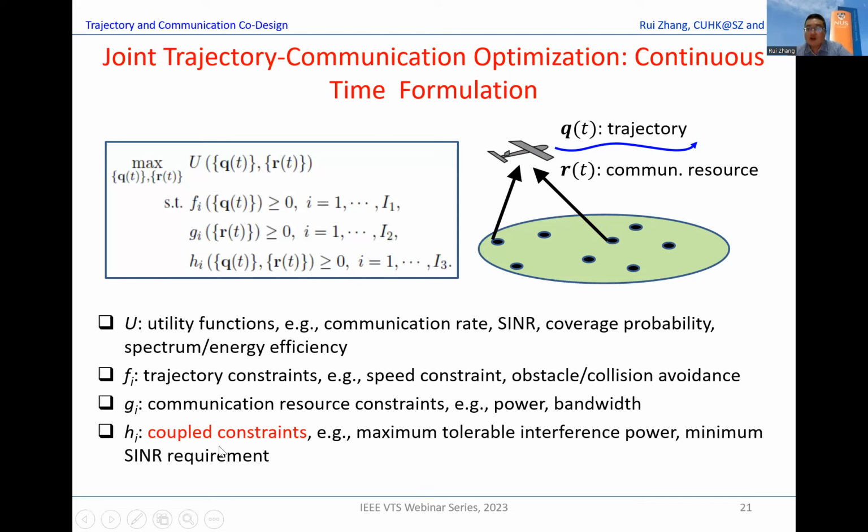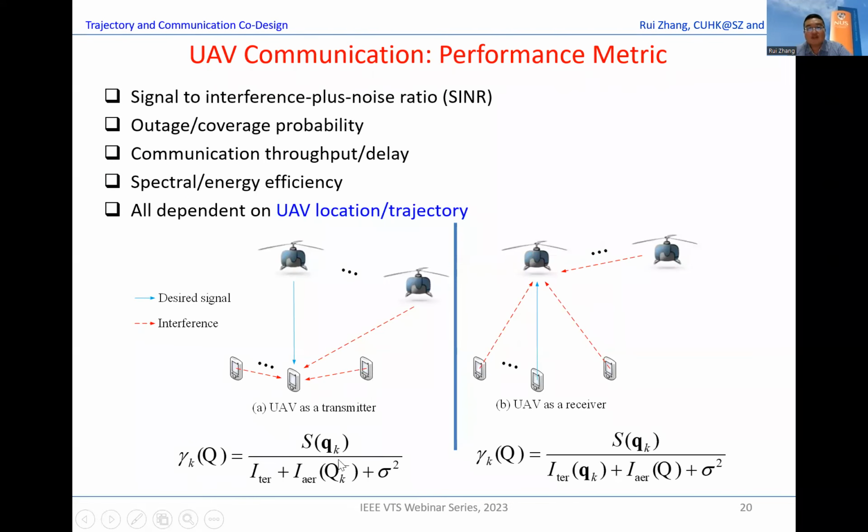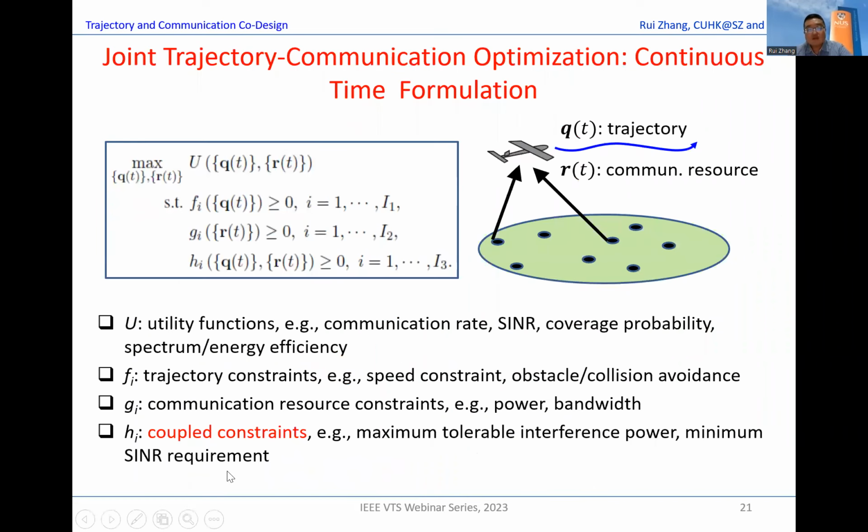The more challenging one is the new type of constraint, which I call the coupled constraint, given by h_i. For example, in the previous slides we have the signal-to-interference-plus-noise ratio. Let's say we want the SNR of each ground user to be greater than or equal to a certain threshold. Then we find that this constraint relates not only to the communication resource allocation r(t), like power and bandwidth allocation, it also depends on the UAV trajectories, the locations q(t). So this kind of coupled constraint is the most difficult to cope with in the way we solve this optimization problem.